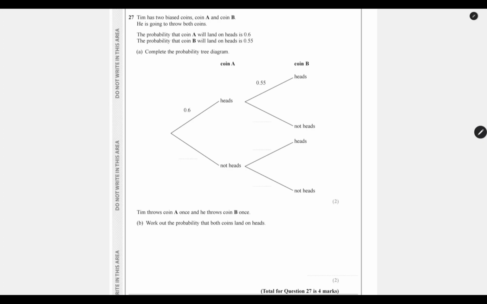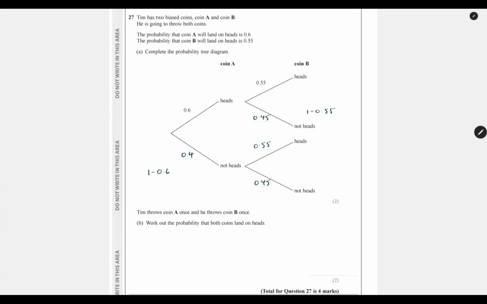So we know that probability is out of 1. So for coin A, if the probability of landing on heads is 0.6, then the probability that it doesn't land on heads is 1 minus 0.6, which is 0.4. For coin B, we do the same thing. 1 minus 0.55 gives us 0.45. That's the probability that it does not land on heads. And for the bottom triangle, it's going to be the same thing. The probability that it lands on heads for coin B is 0.55, and the probability that it does not land on heads is 0.45.